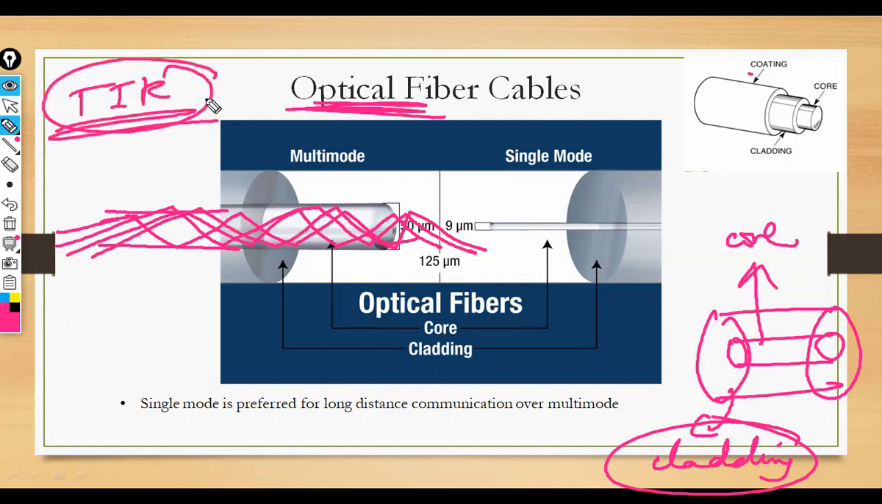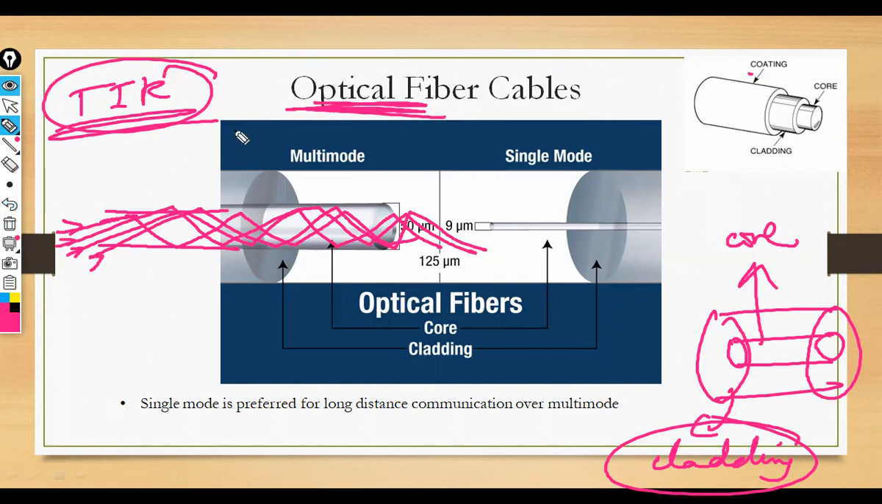We are not going into those things. You might have studied it in science, the lower class science or physics. So the point here is that you are sending it as light rays. That is why it's called optical fiber cable.